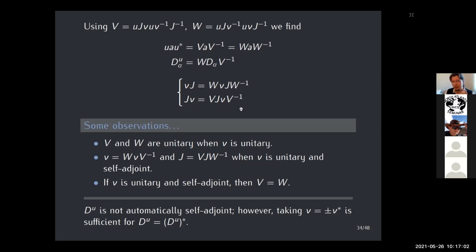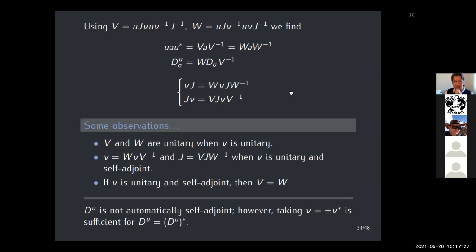It looks like they should be able to satisfy individual conditions. So if you insert in here, if you can imagine inserting a V inverse V, and here inserting a W inverse W, you could see how actually you could have nu equals W nu V inverse and J equals VJW inverse. But like I said, in general, it doesn't happen.